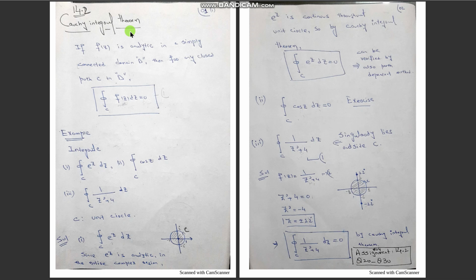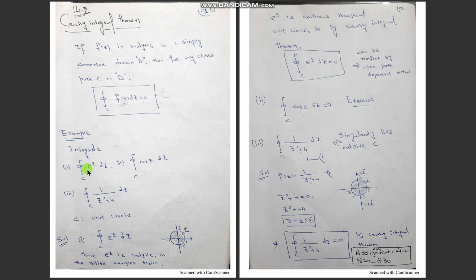First, we will start with the Cauchy integral theorem. Cauchy integral theorem says that if f of z is an analytic function in a simply connected domain D, then for any closed path C in D, the integration of this function along this curve C is always equal to 0. Meaning that if the function is analytic on a simply connected domain D, then if we take any closed path in D, the integration of the function along this curve C will always be equal to 0.